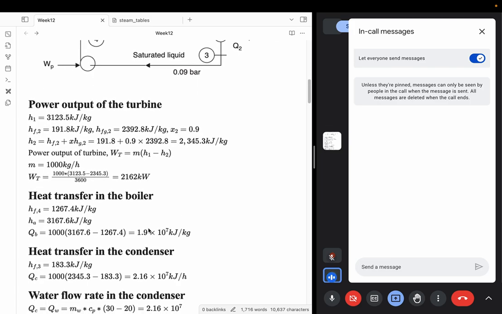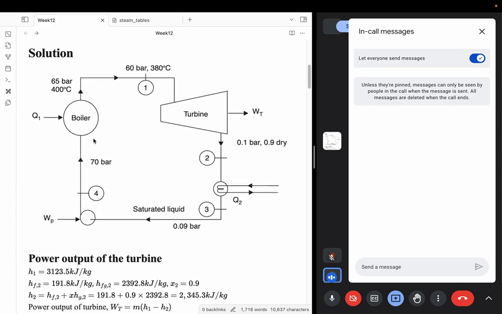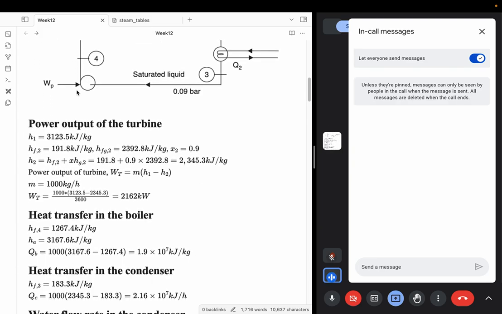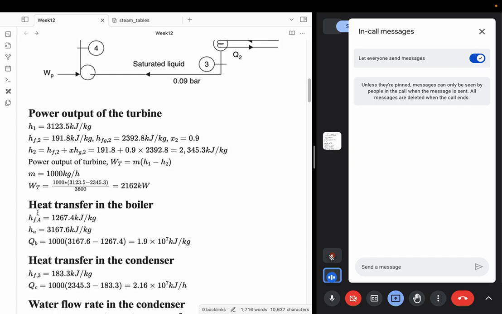Similarly, you can also calculate in the boiler. So for the boiler, my input is at state 4, my output is 65 bar 400 degrees Celsius. Let's call this state A. So HA can be calculated, Hf4 can be calculated. So Q is mass times output minus input, so HA minus Hf4. So this is also straightforward.